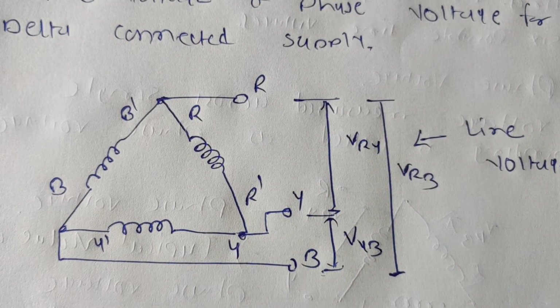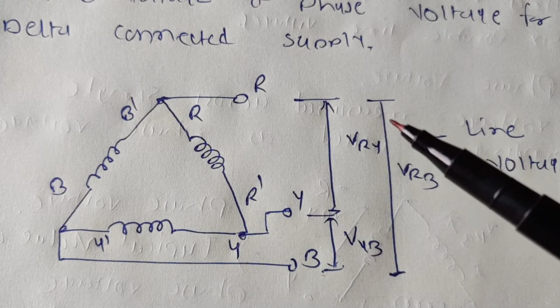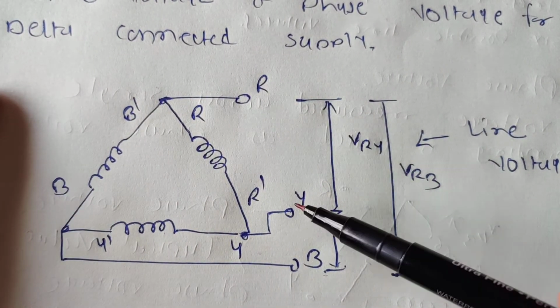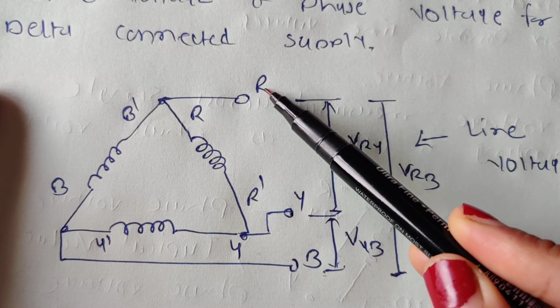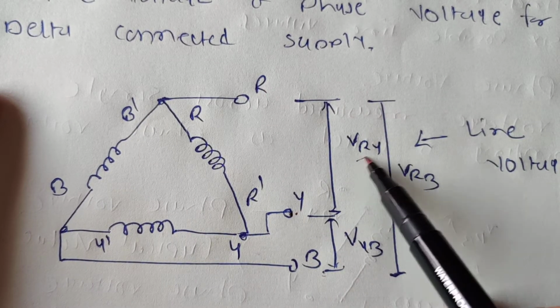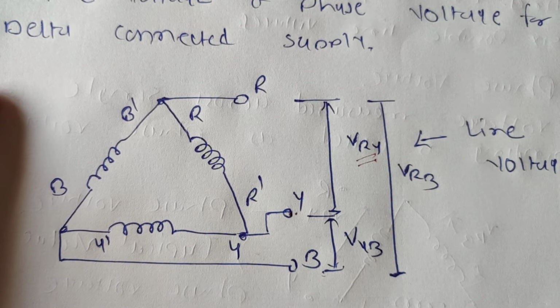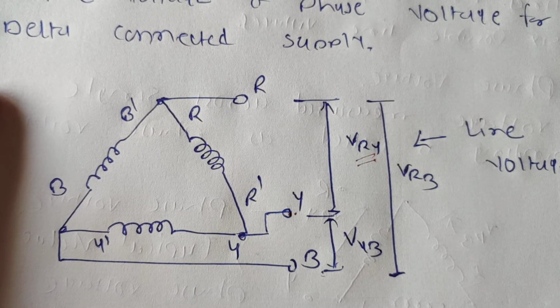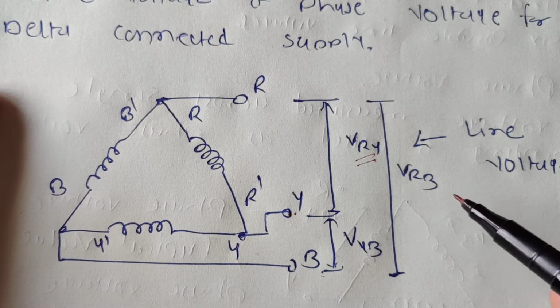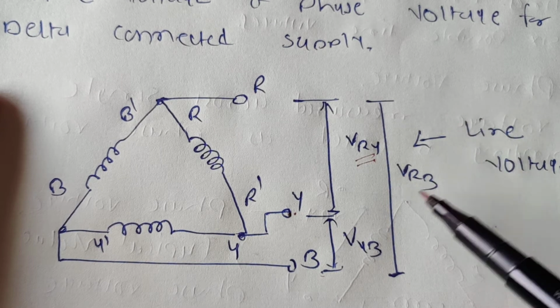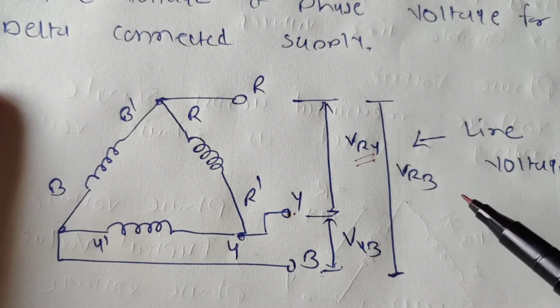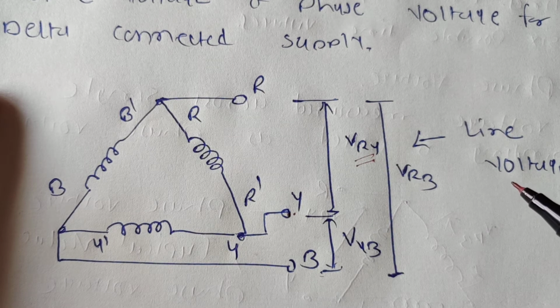Now here the line voltage for the delta connected supply is defined as the potential difference between any two lines. Potential difference between any two lines means the potential difference between R and Y. I can write it as VRY, or VRB, or VYB, VYR, VBR and VBY. There are 6 possible line voltages available. If I take a potential difference between the respective lines, then I have a line voltage.